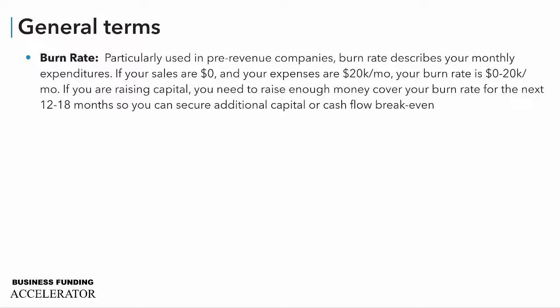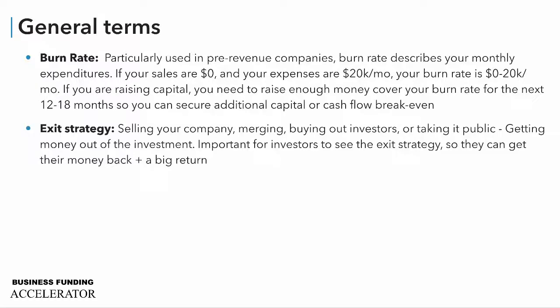If your sales are zero and your expenses are, let's say, $20,000 a month, your burn rate is 0 minus 20, you're burning $20,000 per month, negative 20 cash flow. And if you're raising capital, you need to raise enough money to cover your burn rate for the next 12 to 18 months so you can secure additional capital, or you can build a product and start to generate sales and reach cash flow break even. So understand how much money it takes to run your company each month.